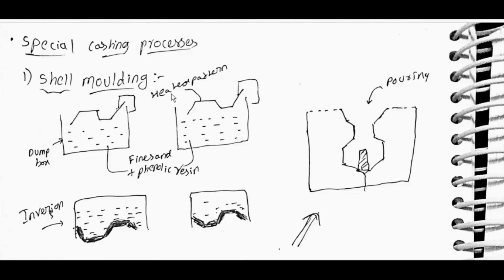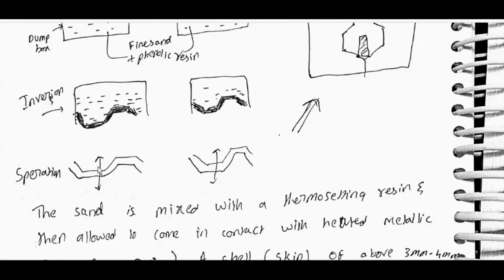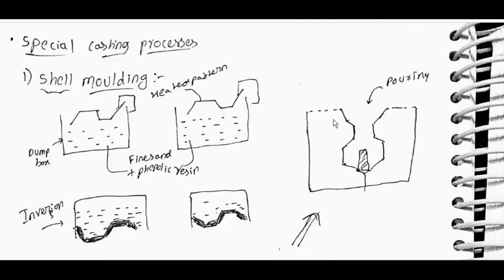Special casting process, shell molding, dump box, fines and phenolic resin, heated pattern. Now this heated pattern, on inversion, it is inverted, then it will be formed like this. Then this is separated, and the two halves are joined like this.